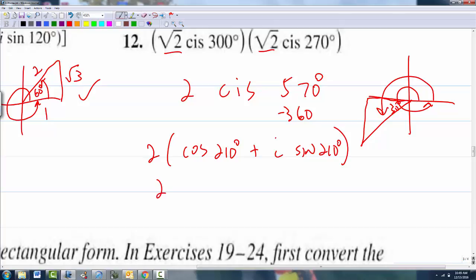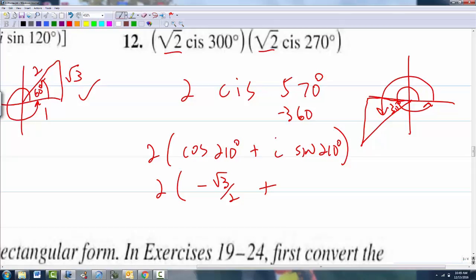What's cosine of 210 then? Ooh, it's a 30. What's cosine of a 30? Root 3 over 2. What's the ratio? Is it positive or negative? Negative. This is why I love this chapter as well. This is a nice little chapter 3 review. Still don't know this. It's a problem. What's sine of a 30?